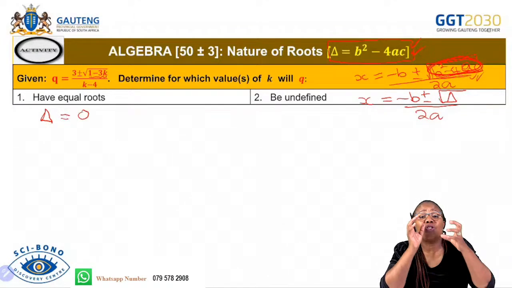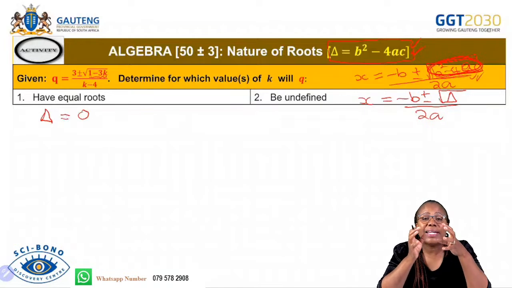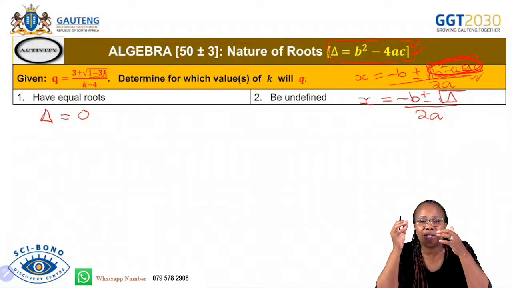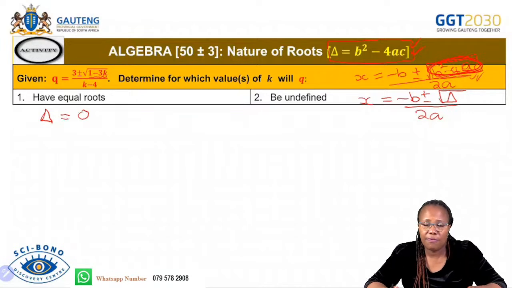Remember, we have conditions: where the discriminant is equal to 0, equal roots. Discriminant less than 0, non-real roots. Discriminant greater than or equal to 0, those are the real roots. Real and equal. And then to be rational, it must be a perfect square. If the value is greater than 0 but it is not a perfect square, then the roots will be irrational.